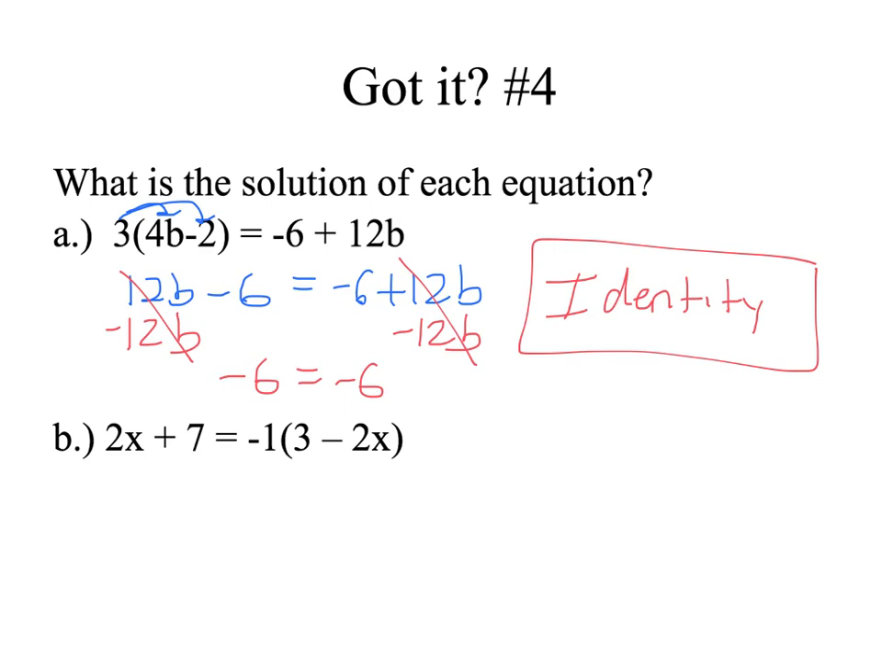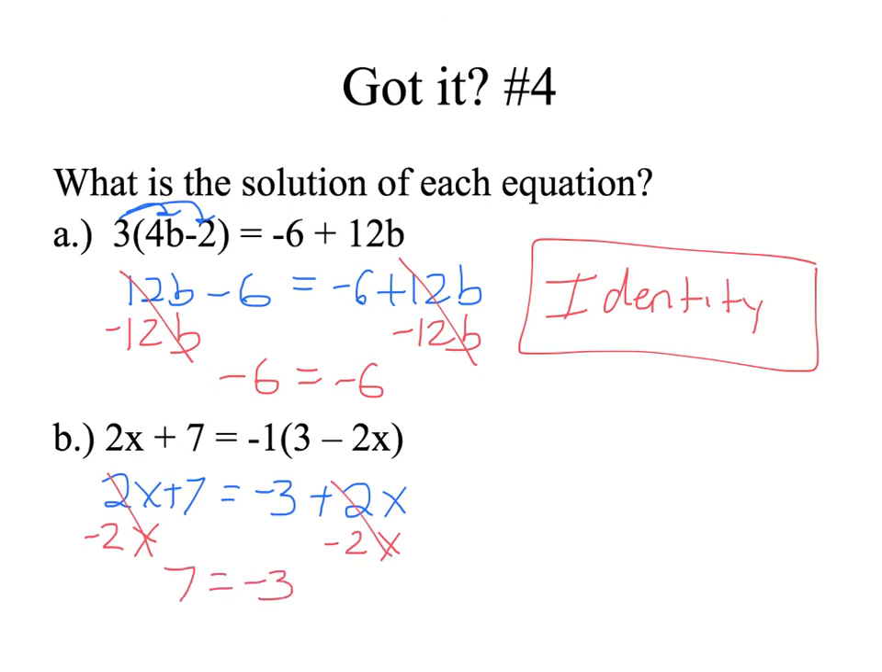Okay, and part B. Let's see. We have 2x plus 7 over here. On the right side, we have to distribute. So -1 times 3 is going to be -3. And -1 times -2x is going to be positive 2x. Again, hopefully you can see 2x plus 7 and 2x minus 3 is not going to be a solution, but if you want to, subtract 2x from both sides, just as if you were getting the variables on the same side. Those cancel out, and we have 7 equals -3, and those cancel out.